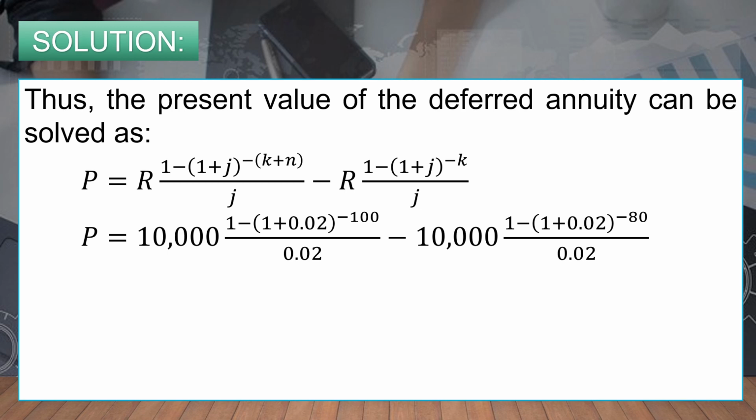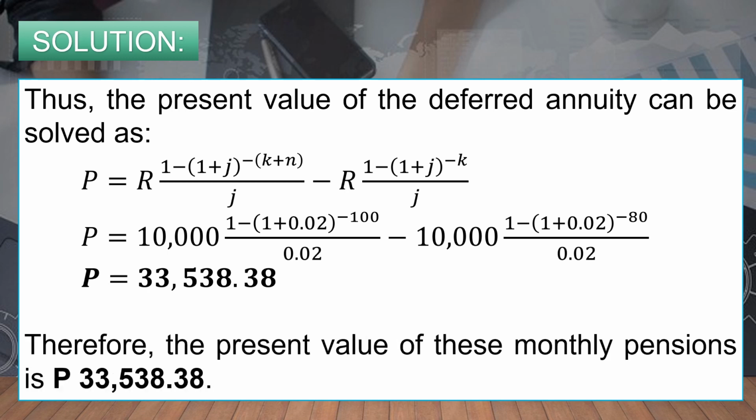So using your calculator, input these values, and we come up with the present value of 33,538 pesos and 38 cents. Therefore, the present value of this pension is 33,538 pesos and 38 cents. So, ibig sabihin nun, ito po yung tatanggapin niyang pension, which is 33,538 and 38 cents.